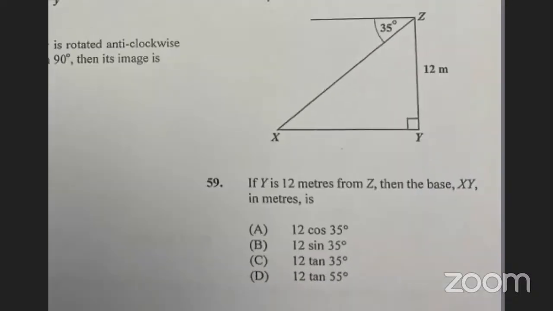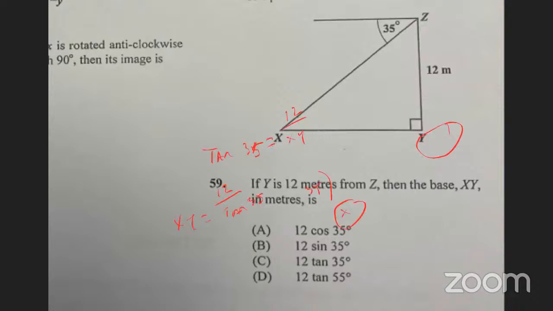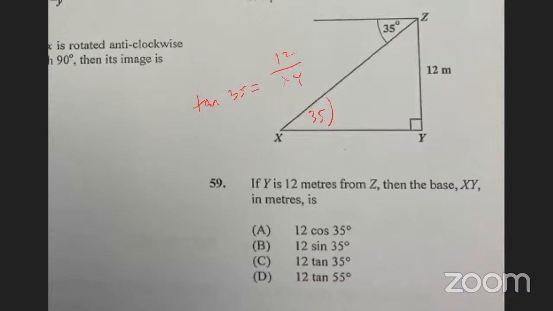Did I write that correctly? Hold on, I'm gonna write it over. I'm not seeing the answer I have. So I wrote it wrong. Here's 35 degrees as well. Right? So we want to find XY. So tan 35 is opposite over adjacent. So XY is 12 over tan 35. They don't have it like that.